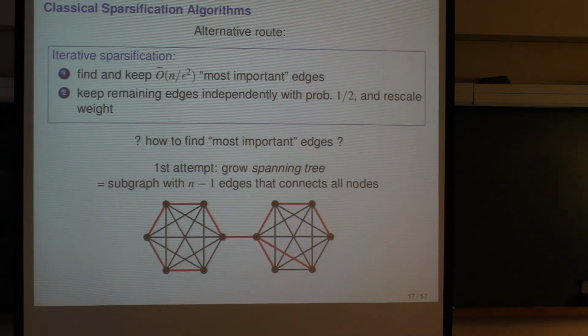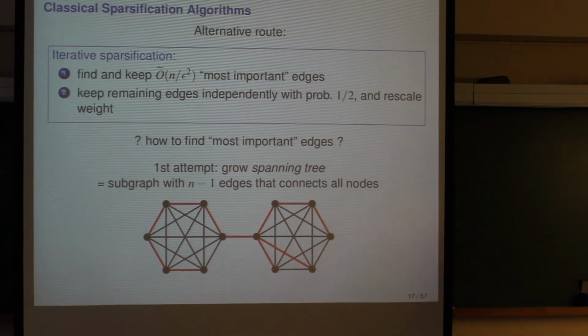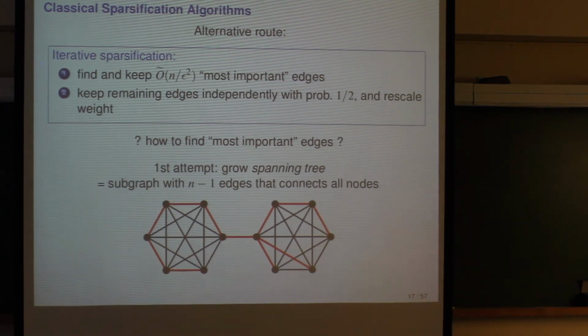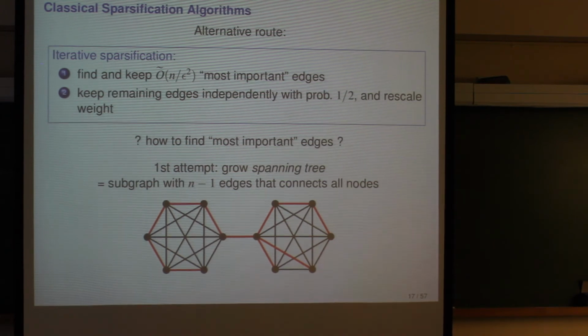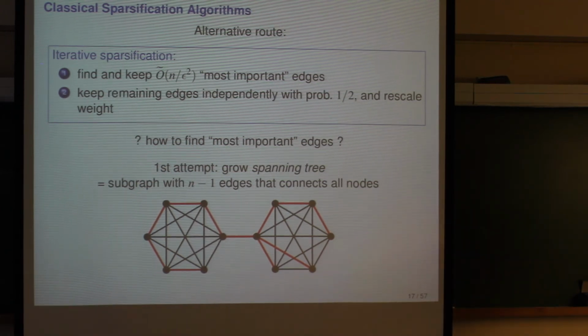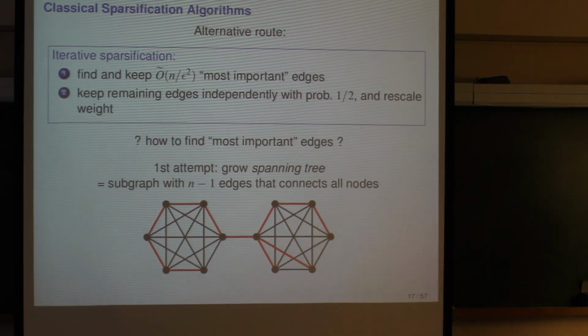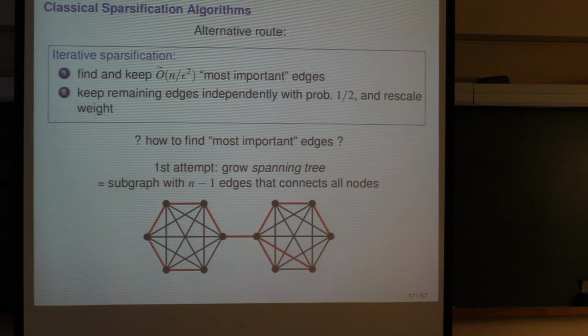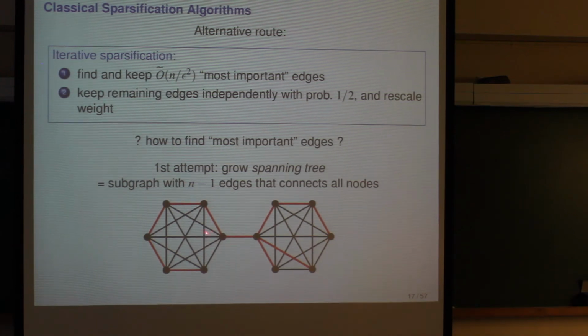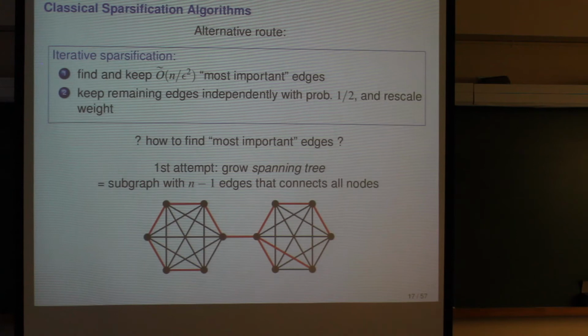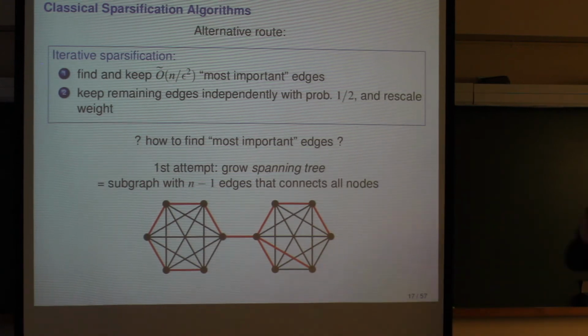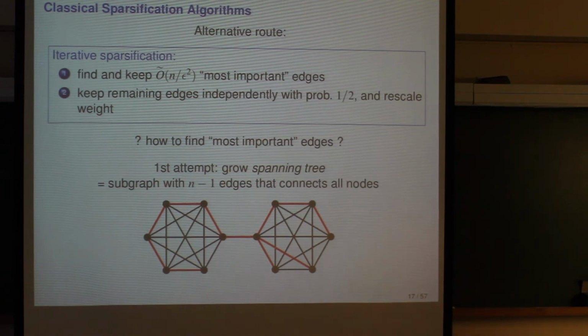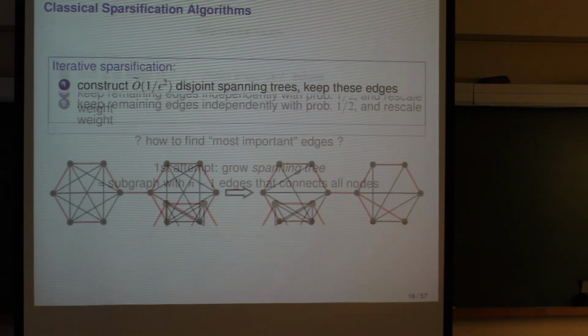Now you can use a somewhat more combinatorial notion. One approach would be to grow a spanning tree. In any graph, if there's an edge which is connectivity critical, in the sense that if you removed it the graph would no longer be connected, then any spanning tree must contain it. For clarity, a spanning tree is a subgraph with n-1 edges that connects all nodes. So it's a tree graph which has the same connectivity as the graph. In this graph, any spanning tree must necessarily contain this edge. And for any graph, you can show that all connectivity critical edges are identified by spanning trees. So that seems like a good idea.